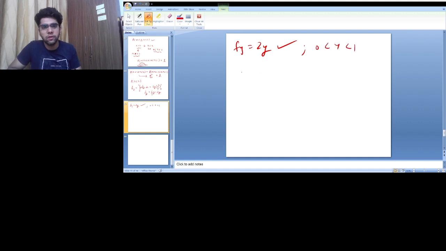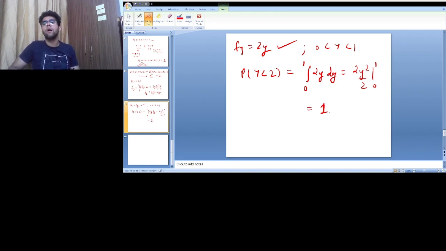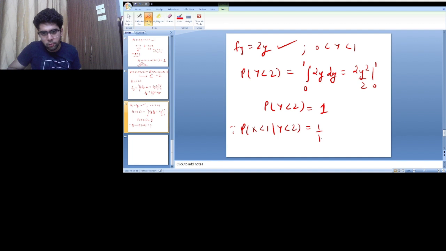What I can do is find the probability of y less than 2. This is also equal to 1. I'm just showing you how to find the marginal PDF. Integrating 2y dy, this becomes 2y squared by 2, with limits from 0 to 1. So 2 and 2 go away, and we are left with y squared from 0 to 1, which is equal to 1, right? So my probability of y less than 2 is equal to 1. Therefore, my probability of x less than 1 conditional on y less than 2 is equal to 1 upon 1, which is equal to 1.